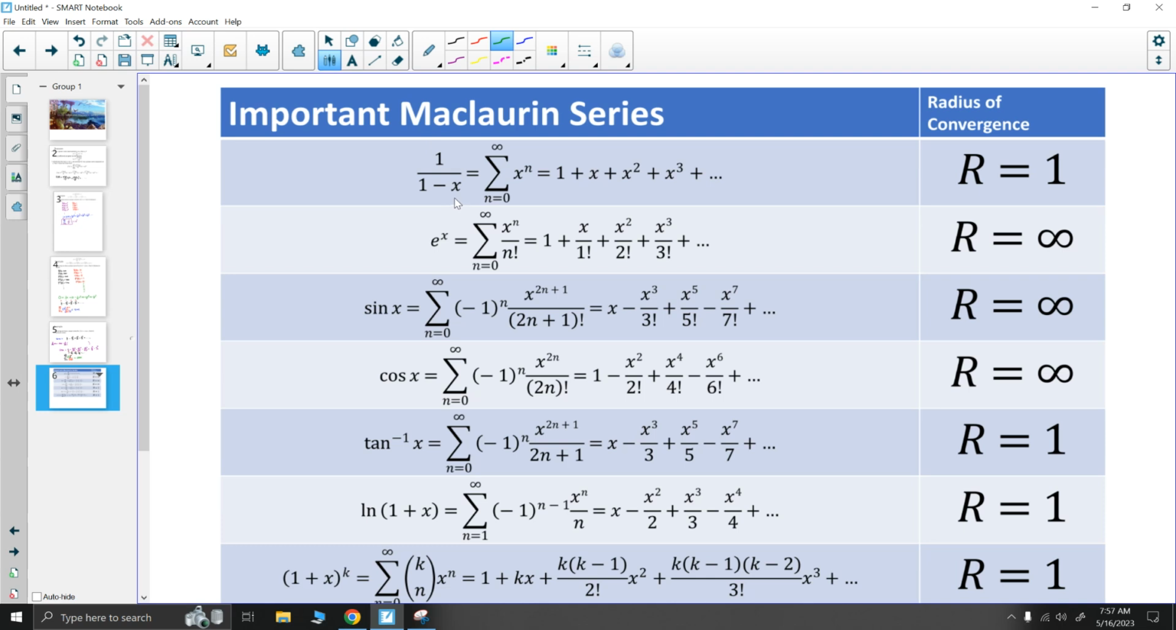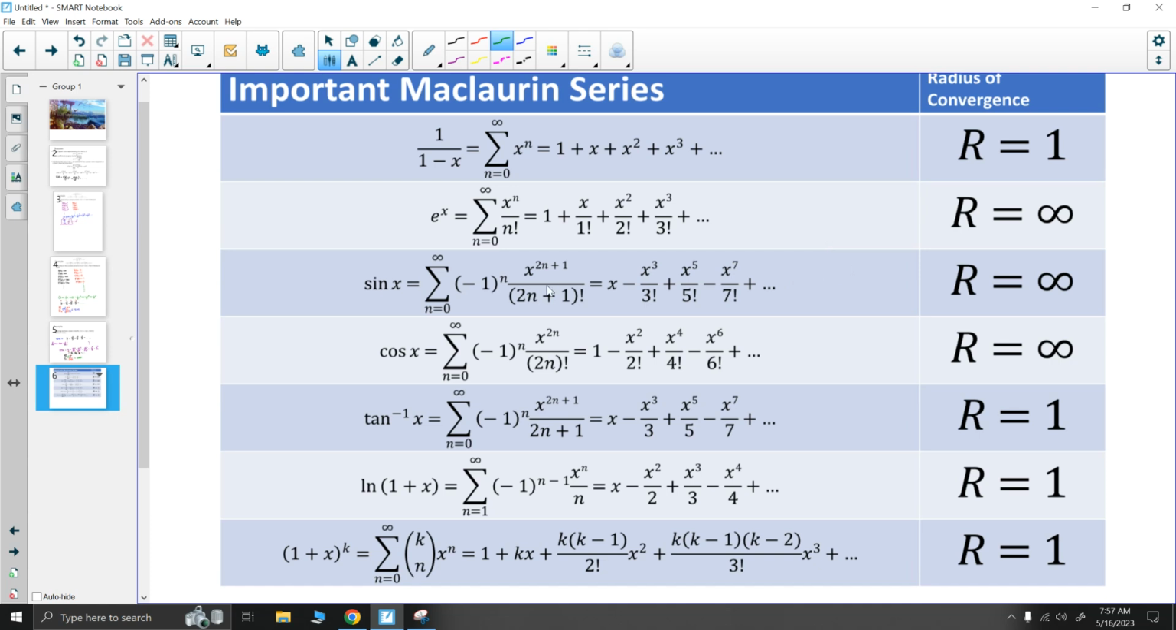We have 1 over 1 minus x. Its radius of convergence is 1. Notice this looks like the geometric series 1 over 1 minus x, if you recall, that we're just using for our generic power series. Okay. We have our e to the x, which we've already done, and its radius of convergence is infinite. The radius of convergence here is 1 because the absolute value of x has to be less than 1 for this to converge, since it's a geometric series.